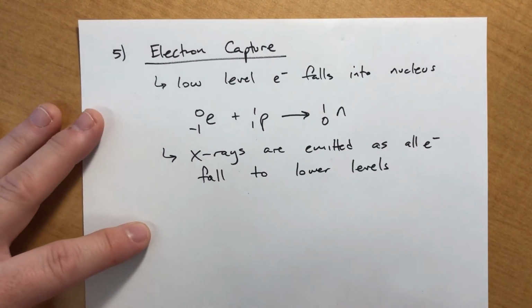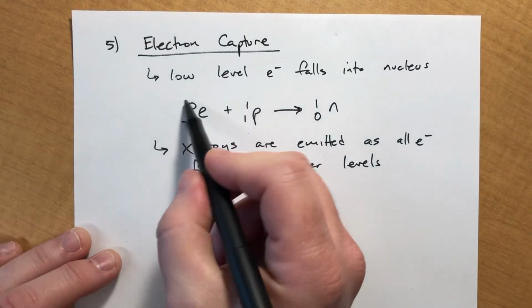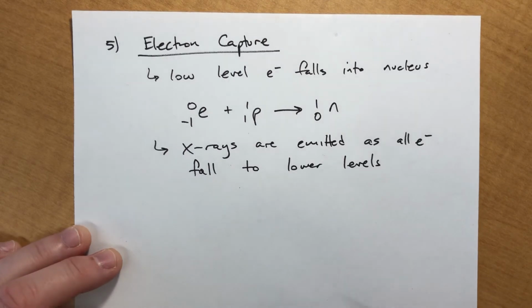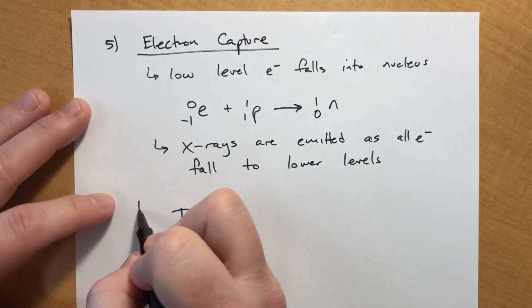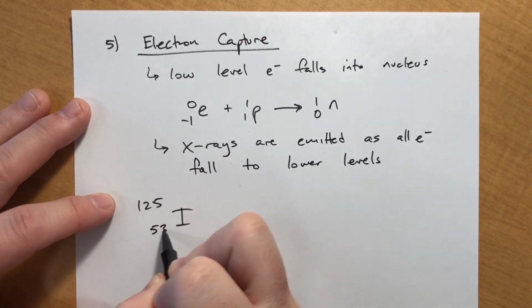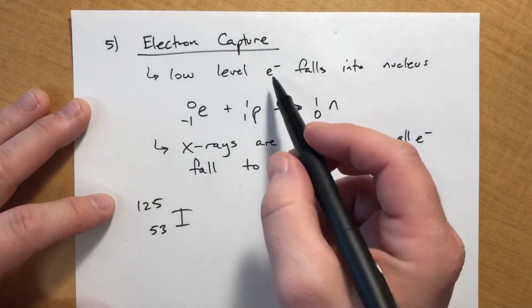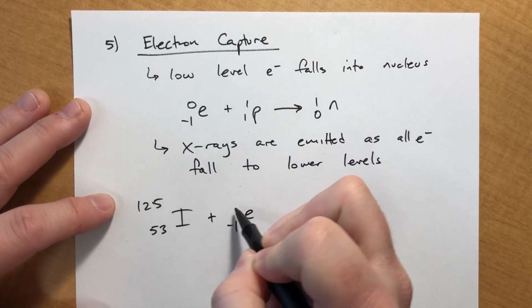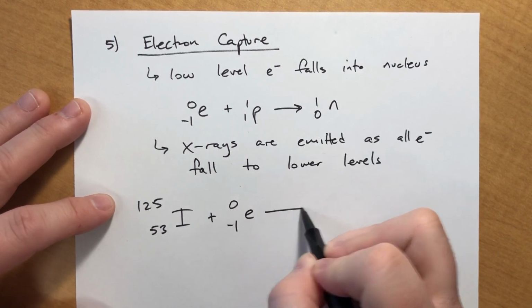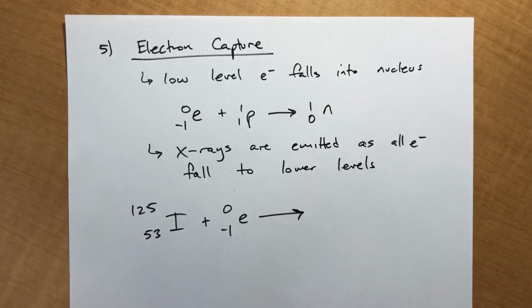As far as you guys are concerned, essentially you just write an electron on the left side and make the numbers balance out. So if we had something like, I don't know, iodine. An electron capture means that it is being added to the nucleus. It's falling into the nucleus. So it's actually the only one where it's on the left side. But it's literally the same thing as a beta particle, but instead of being emitted from the nucleus, it's being absorbed into the nucleus.